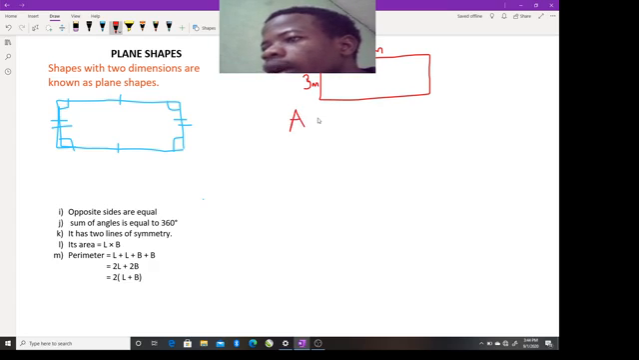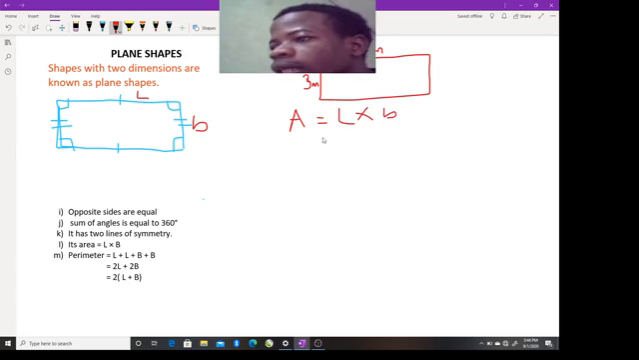Your area is, this is your breadth. I did not mention that this is breadth, and this is the length. So that will be length times breadth, and that simply means 3 times 5, and that is equal to 15 meters, don't forget, square.